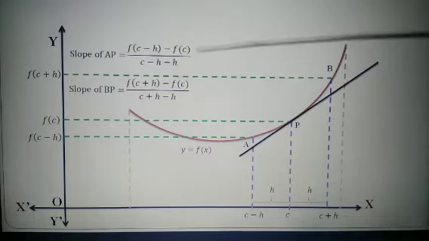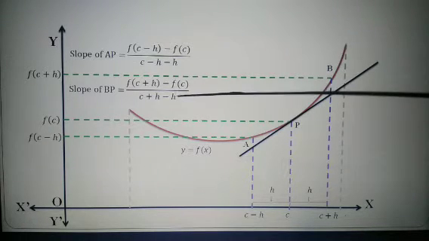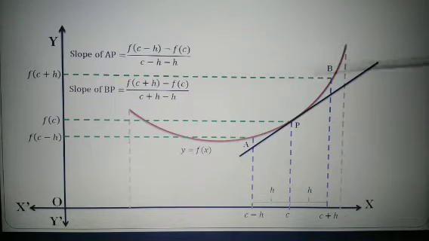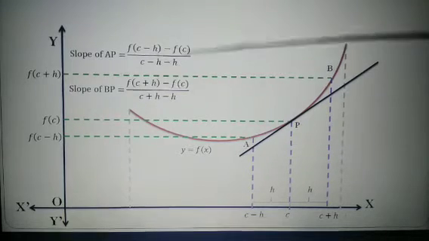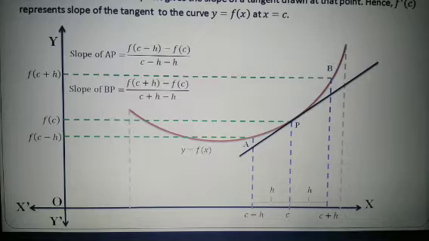Okay, because all these are slopes of lines. Okay, so this is my left hand derivative, this is my right hand derivative, and they are trying to become equal here. So the derivative at a point C gives me the slope of the tangent drawn at that point. So that's why the derivative of a function at a point gives the slope of the tangent drawn at that point. So hence f dash of C represents the slope of the tangent to the curve y equals f of x at x equals C. So pause the video to note down.